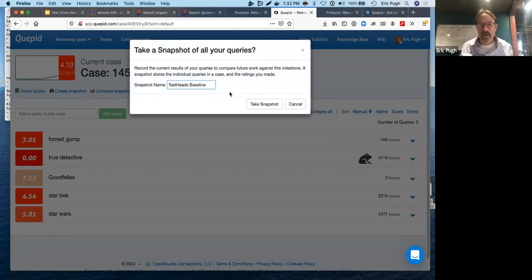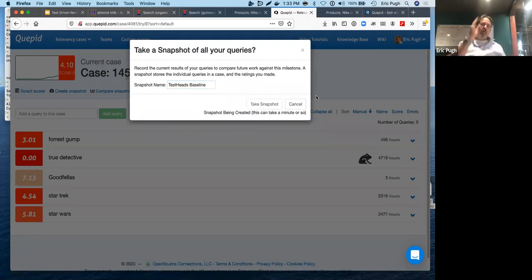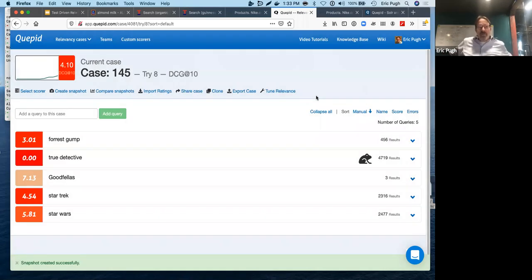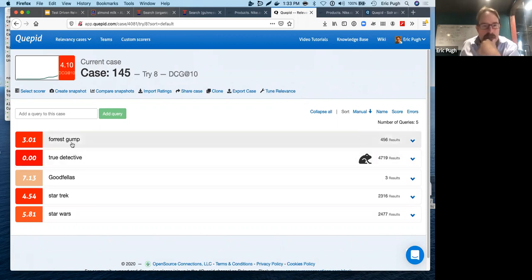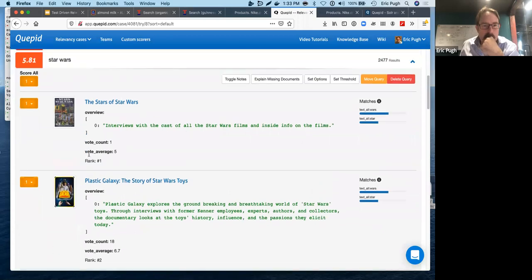I'm going to call it TestHeads baseline. And so what I'm saying is right now, here is the quality of search. And I'm just going to take a measurement. Now, I know, on some of these, like this Star Wars, I have two fields.